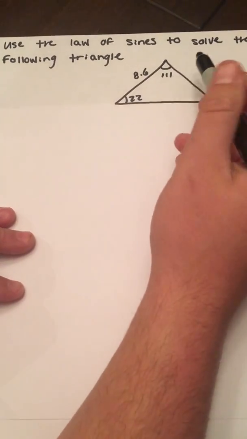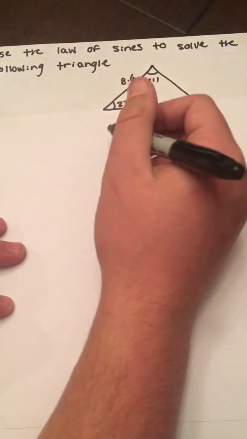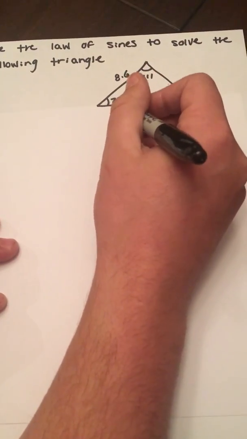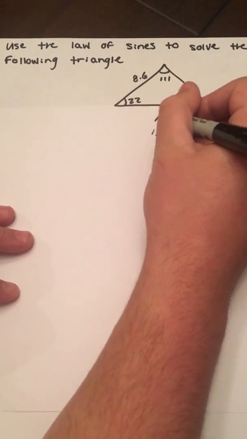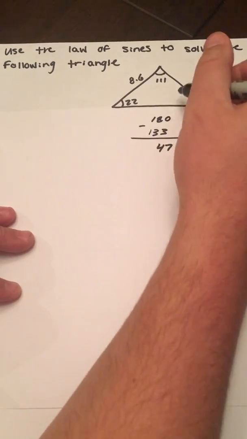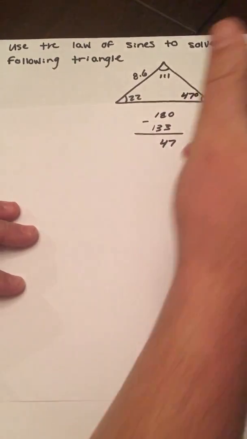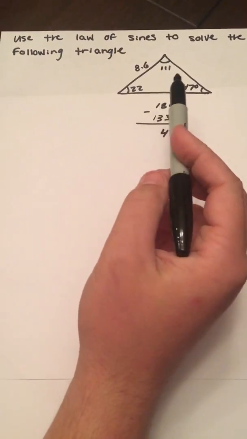So to solve for the third angle, you add these two numbers together and subtract from 180. So doing that, 111 plus 22 equals 133. And then you're going to take 180 and subtract that, and you get 47. So our third angle is 47 degrees. Given that, we have all the information to solve the triangle.